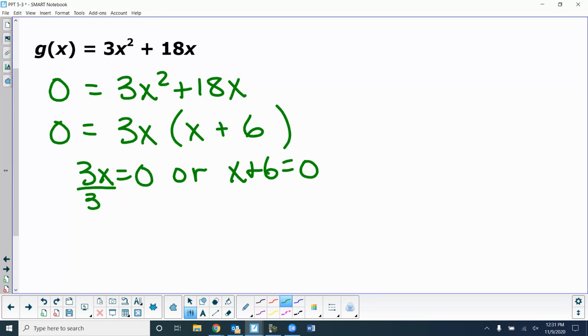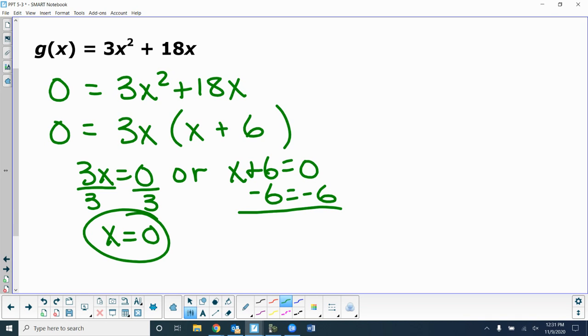So 3 times x means I got to divide by 3 to move the 3 over. What's 0 divided by 3? 0. And here, subtract 6 to move it over to get x alone. 0 minus 6 is negative 6. So there's my two zeros, my two roots. If I graph it, it's going to cross at the origin and negative 6.